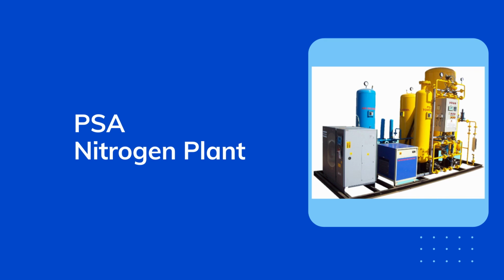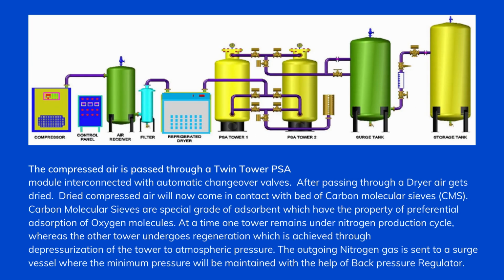PSA nitrogen plant. The compressed air is passed through a twin-tower PSA module interconnected with automatic changeover valves. After passing through a dryer, air gets dried. Dried compressed air will now come in contact with a bed of carbon molecular sieves, CMS. Carbon molecular sieves are a special grade of adsorbent which have the property of preferential adsorption of oxygen molecules.